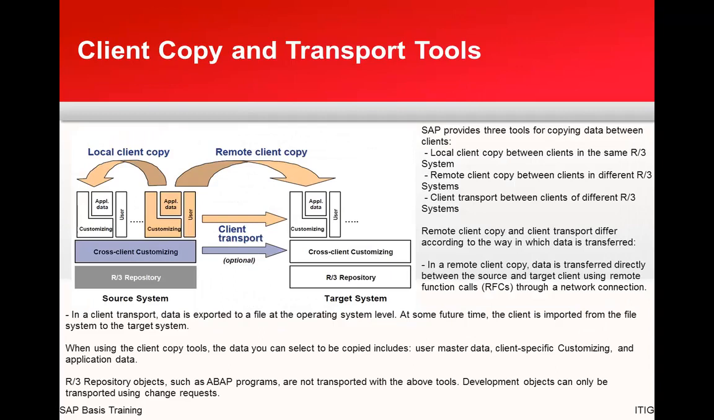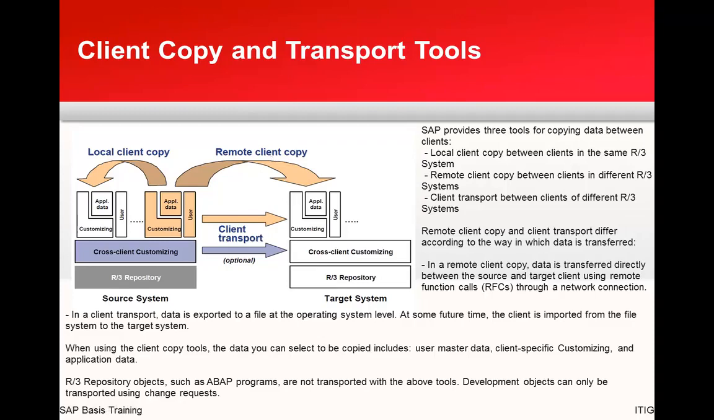Okay, now client copy and transport tools. Okay, so across the system you are copying it. Here you have one source system. You have a different target system. This is your repository. This is your client customizing. Now what you are trying to do is copy this client specific data. Okay, if we are copying within the client, it's called a local client copy. If we try to copy to a different server, different host, it's called a remote client copy.